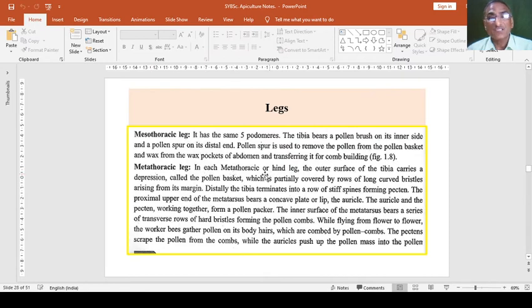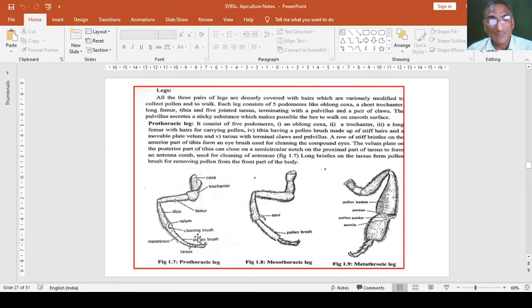In each metathoracic or hind leg, the outer surface of the tibia carries a depression called the pollen basket, which is partially covered by rows of long curved bristles arising from its margin. Distally, the tibia terminates into a row of stiff spines forming the pecten. You can see here the pecten. This is the pecten. This is the round pecten.